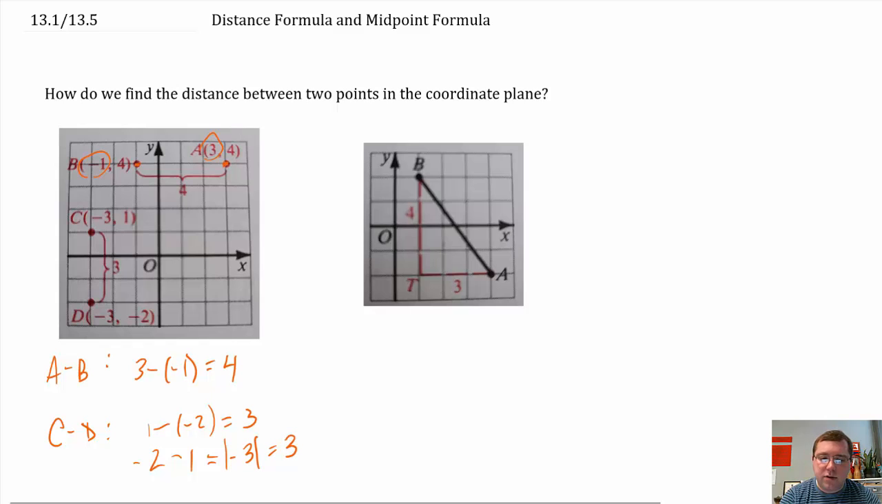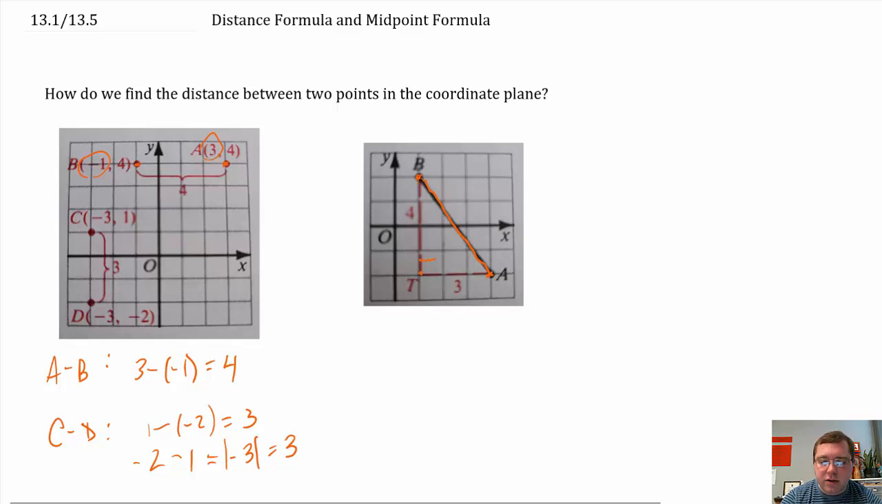But what if they're not on a horizontal line or on a vertical line? Like A and B in this picture on the right here, they're not horizontally next to each other or vertically on top of each other. So how do we find their distance? Well, their distance is the length of the segment that connects A to B. We can make that the hypotenuse of a right triangle if we just count down from B and over from A until we meet at the same point.